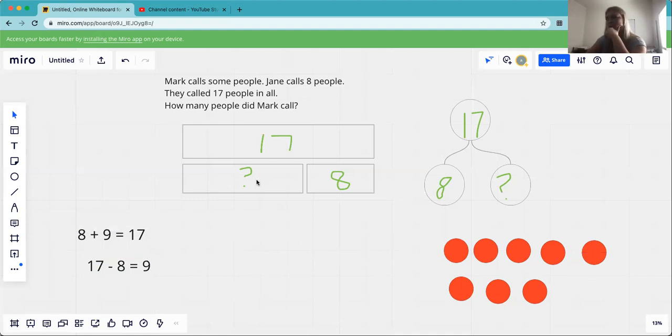All right. So our missing part that we were trying to figure out, and what you should have found for how many people Mark called, was 9 people. We figured out the number 9.